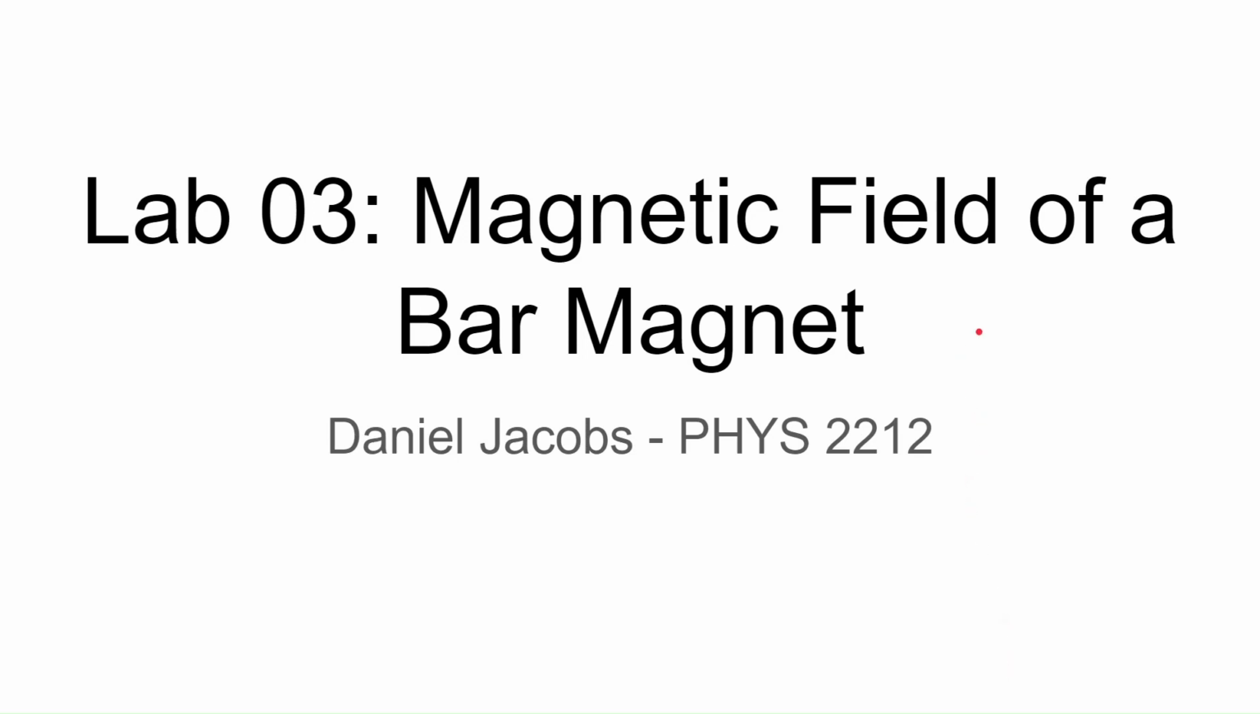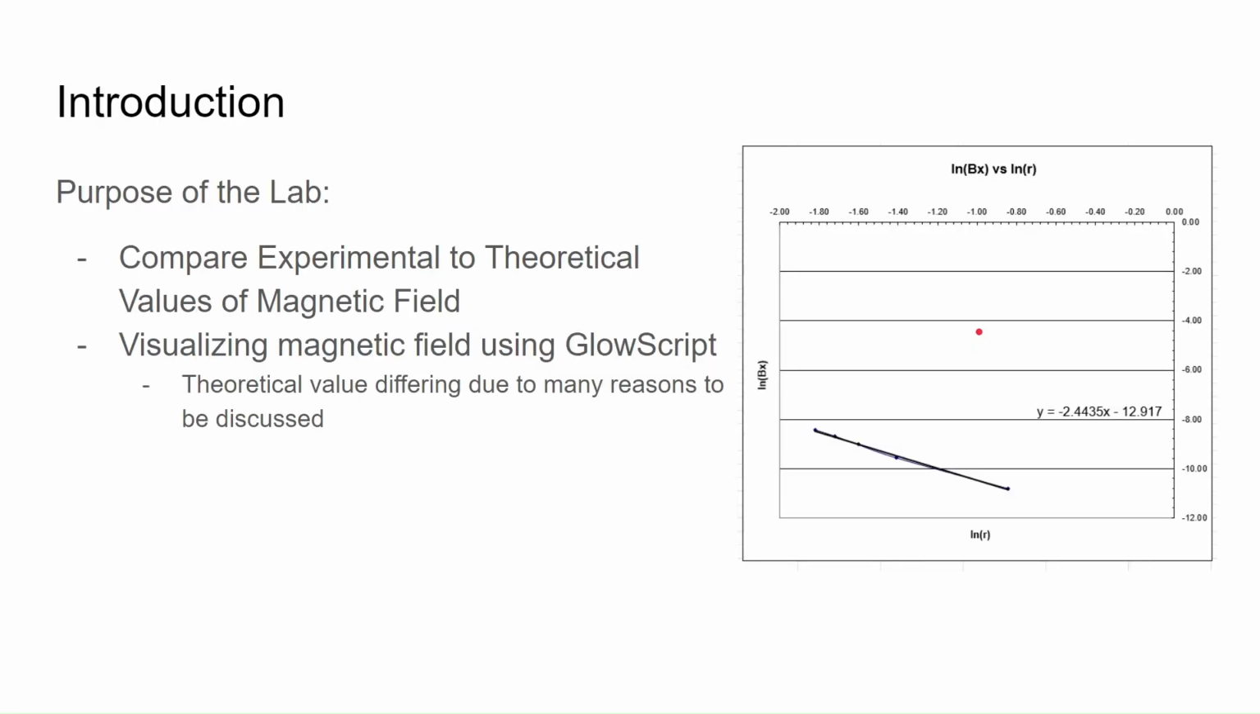Hello, this is Lab 3, Magnetic Field of a Bar Magnet for Physics 2212. A brief introduction to this lab. The purpose of this lab was to compare experimental to theoretical values of magnetic field through an experiment using a magnetometer on a phone, in which we determined, using the data as seen on the right, a sneak peek into the results.